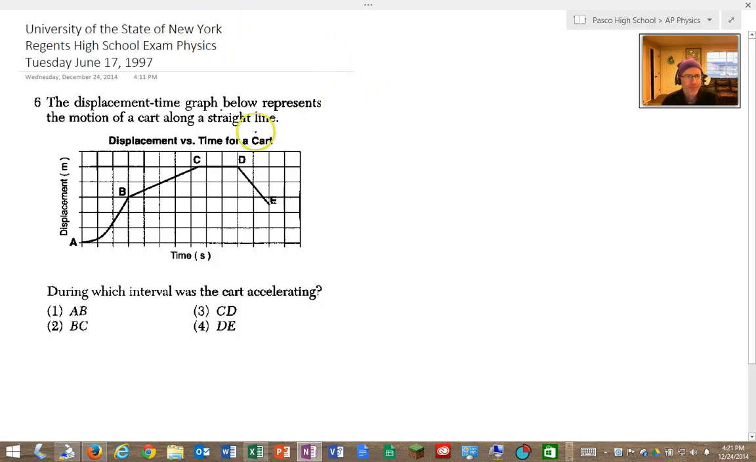All right. The displacement-time graph below represents the motion of a cart along a straight line. During which interval was the cart accelerating? So we look at the graph. This is constant displacement versus time. This is not moving.